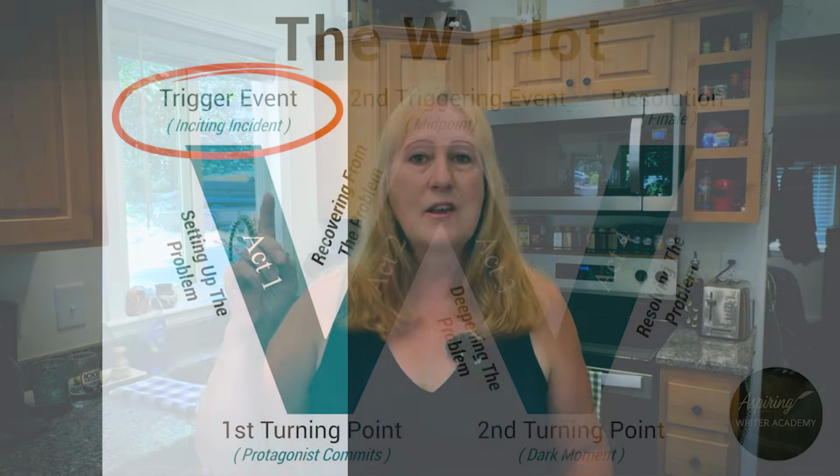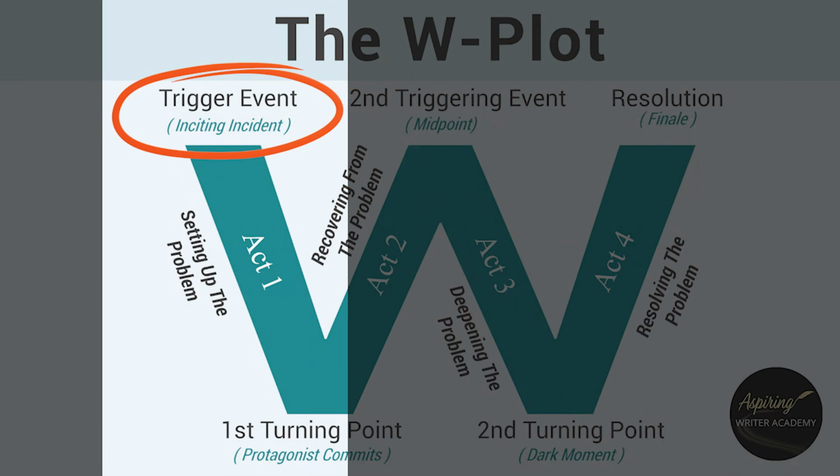First, we have the trigger event up at the top. Your main character is living his ordinary life in what he considers his ordinary world when something happens that changes everything. This can be a threat, a call to go on a quest, an attack by an opponent who wants to stop your main character from achieving his goal. It is something your main character cannot ignore.